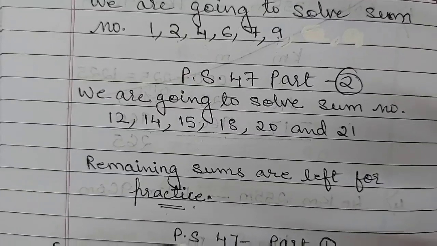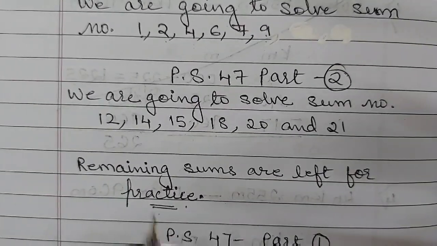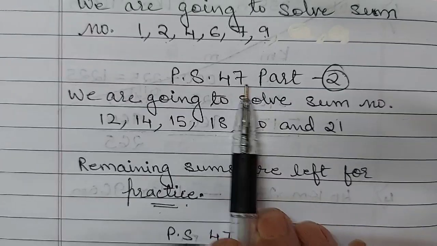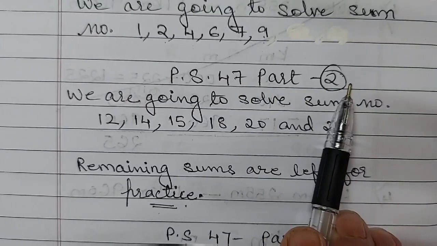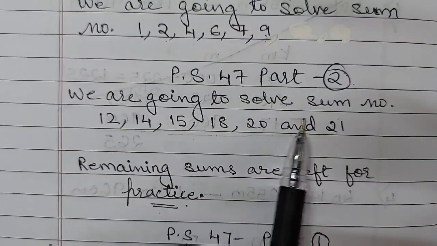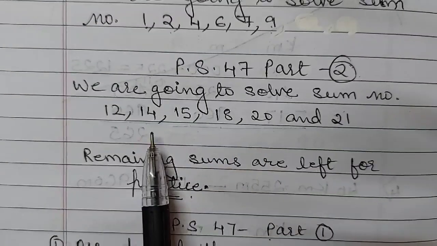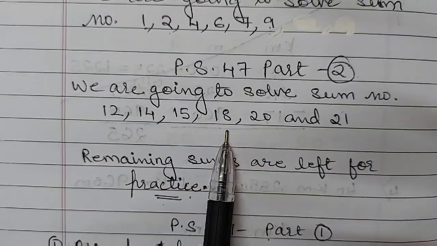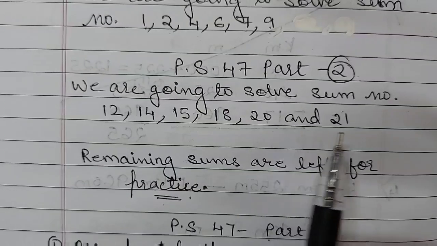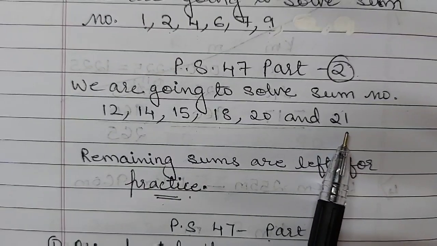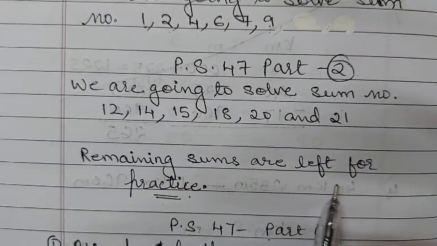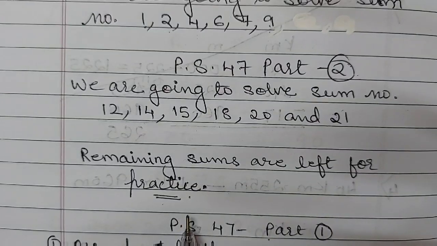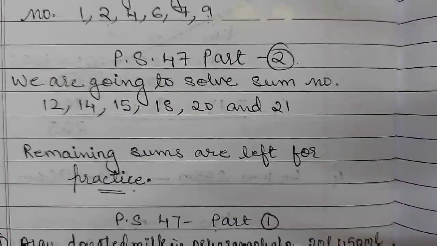Good morning, class. Today we are going to begin with problem set number 47, part number 2. Right, children? We are going to solve sums number 12, 14, 15, 18, 20 and 21. Remaining sums are left for practice purposes. Okay, children? To begin with, sum number 12.